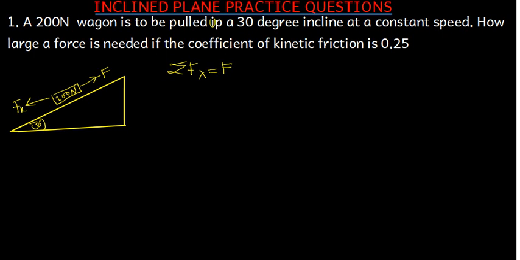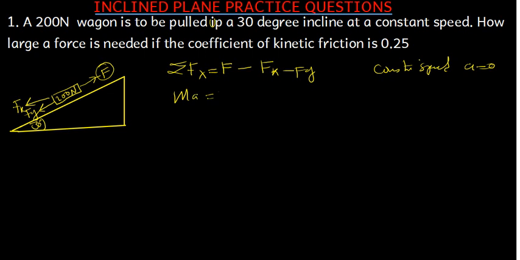Now for anything that is on an incline, there is always Fg, a force that pulls it downwards, the x component of the force due to the mass on the incline. So the applied force is the only one going in the positive direction, and the others go in the negative direction, so they subtract. We have Fk and also Fg. But we are talking of constant speed, and whenever we hear constant speed, that means acceleration is 0. So this gives us mass times acceleration is equal to F minus Fk, which is mu k mg cos theta.